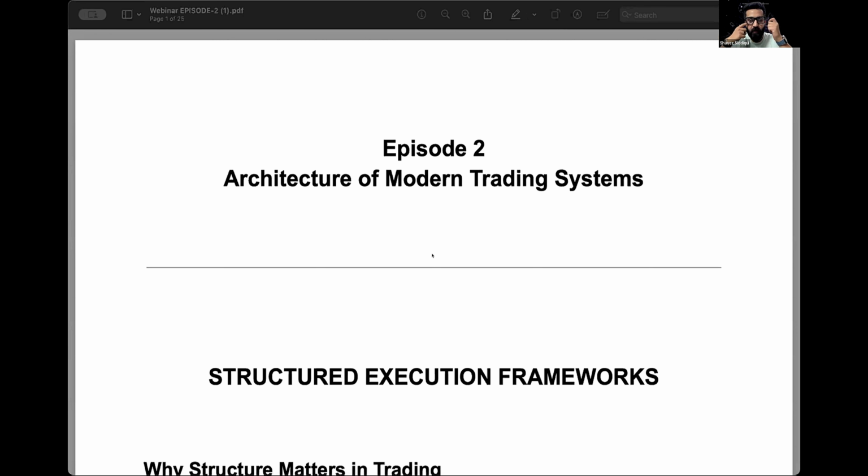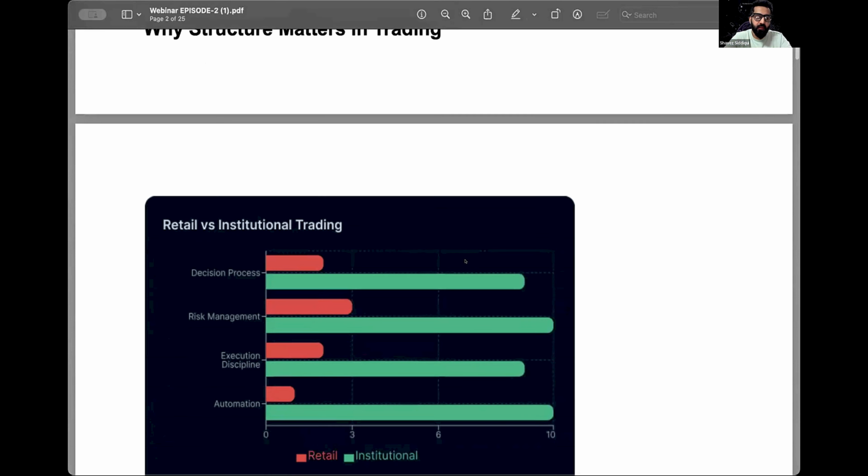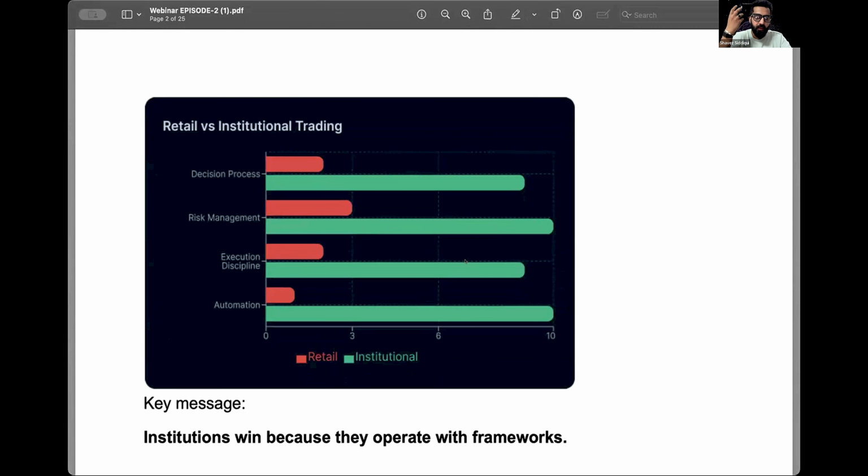And this is exactly what today's discussion is about. Modern trading is not about guessing the price direction. Modern trading is about the architecture of trading. It's all about tech. So today we will learn and understand why professional trading is systematic, about structured execution frameworks, and why structure matters in trading.